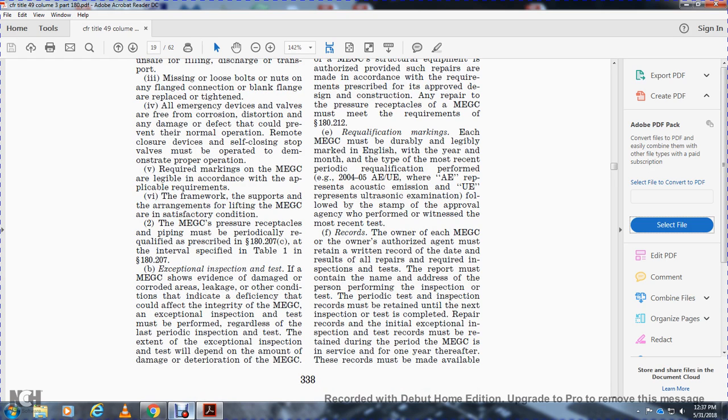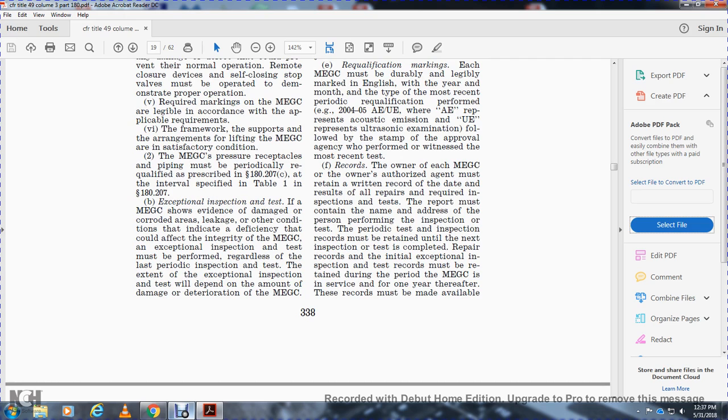Part E. Requalification marking. Each MEGC must be durably marked in English with the year and month and type of the most recent periodic requalification. AE represents acoustic emission, UE represents ultrasonic examination, followed by the stamp of the approval of the agency performing or witnessing the most recent test.